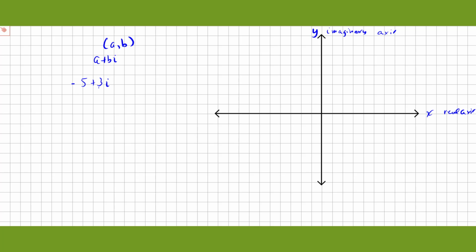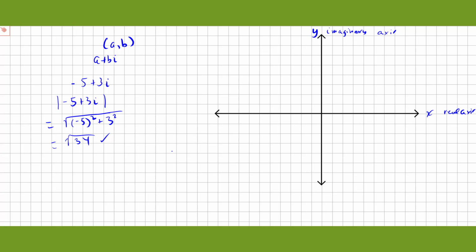we want to know what the graph is and what the absolute value of each number is. So let's put that into absolute value. We've got the absolute value of negative 5 plus 3i. That's going to equal the square root of negative 5 squared plus 3 squared. All right, so that's 25 plus 9, that's the square root of 34. So I've got my absolute value first, so that's taken care of. The absolute value is the square root of 34.